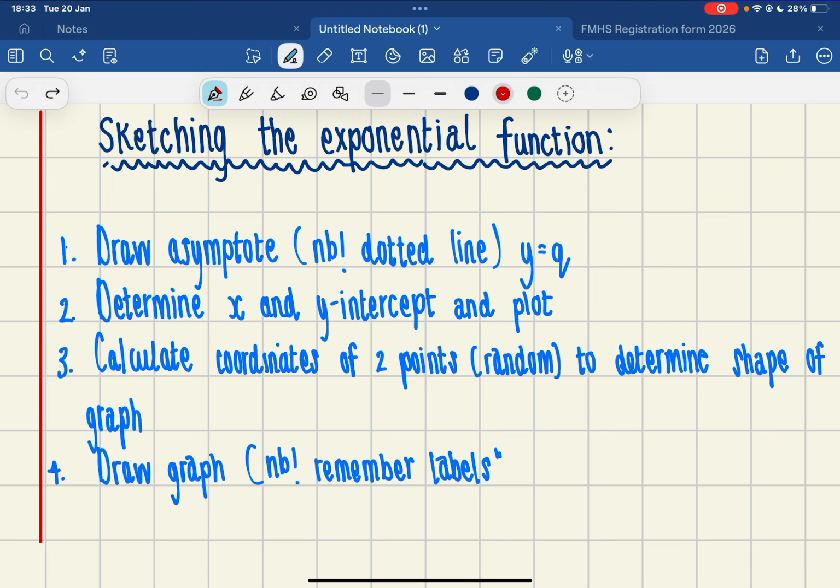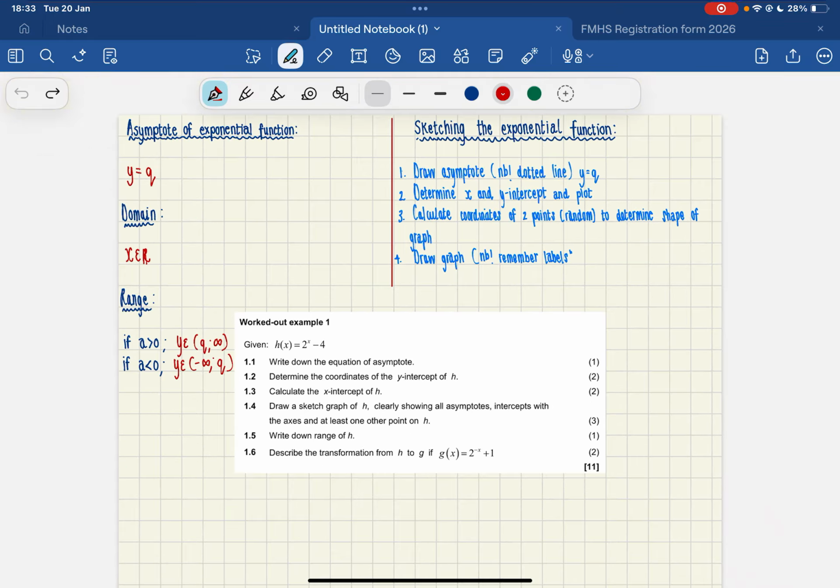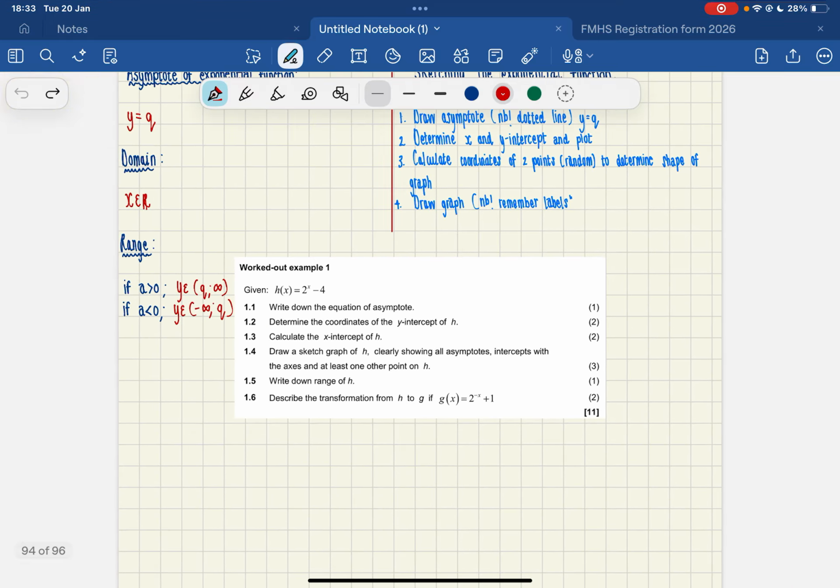From there on, we then determine x and y intercepts and plot our points. After plotting our points, we'd calculate the coordinates of the 2 random points. So put in any random number, to help you shape the graph, and then from there on you draw the graph and remember your labels. Simple, straightforward. So I'm just quickly gonna work through these 2 questions with you guys, and then from there on we should be able to move forward.